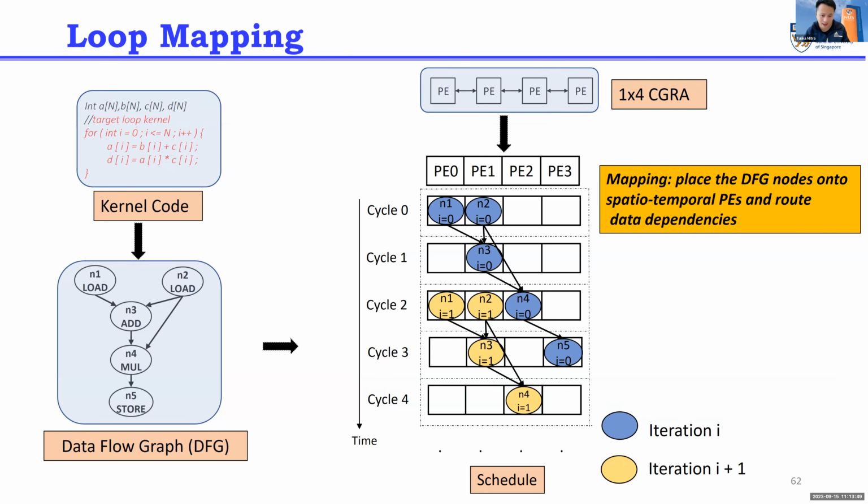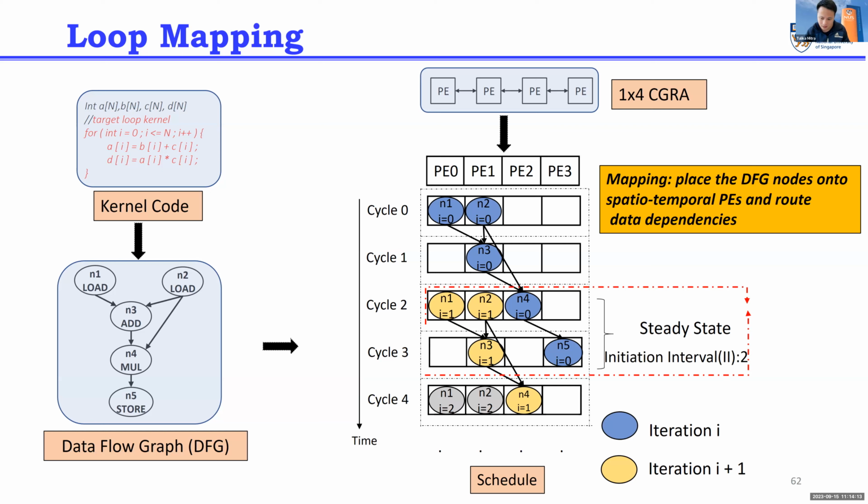So at cycle 0, we execute I, and at cycle 2, we execute I+1. So at cycle 4, we will execute the next iteration of N1 and N2. So actually, it will lead to a steady state. It means that, for example, every 2 cycles, we repeat the same execution. So in CGRA, it's called the initiation interval. That means II. So you can find that here the II is 2. It means every 2 cycles we repeat the same execution.